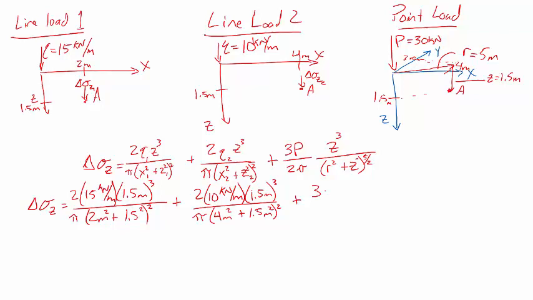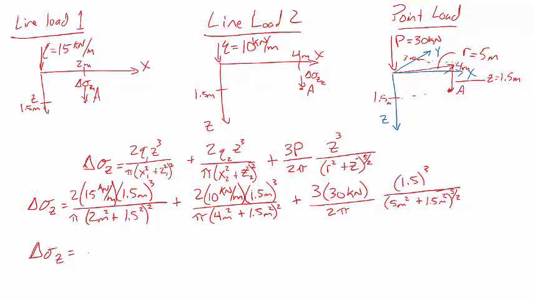plus 3 times 30 kilonewtons divided by 2 pi times 1.5 quantity squared over, in this case it's 5 meters squared plus 1.5 meters squared times quantity to the 5/2 power. So now that we have all that information in, the change in the vertical stress, plug and chug.